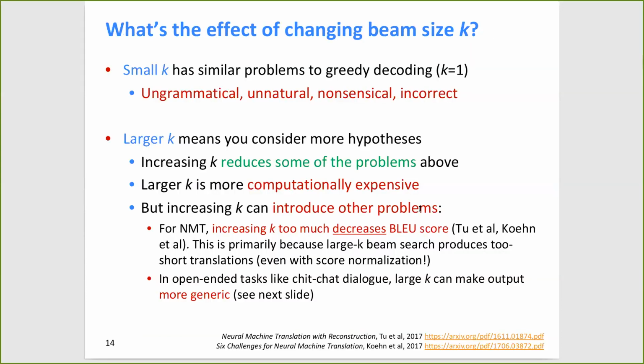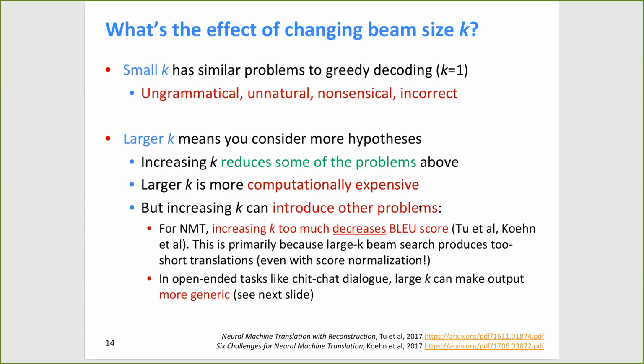So what happens when we change the size of the beam search? Like when we change the size of k, what happens when we increase it, and what happens when we decrease it? So if k is too small, like when k is equal to 1, then we are again having the same problems as that of the greedy decoding method. We'll be getting results which are not really good. So that's what happens with smaller k.